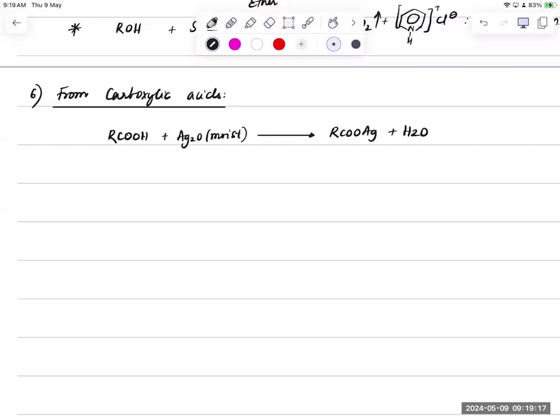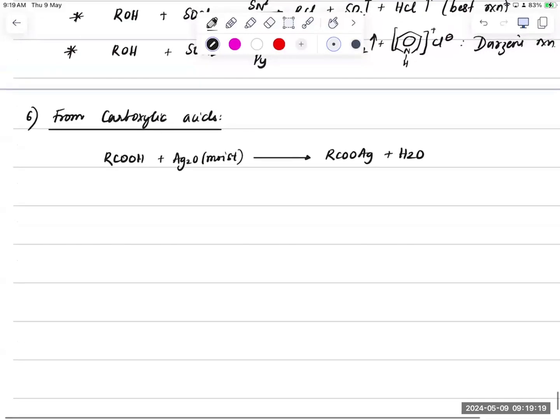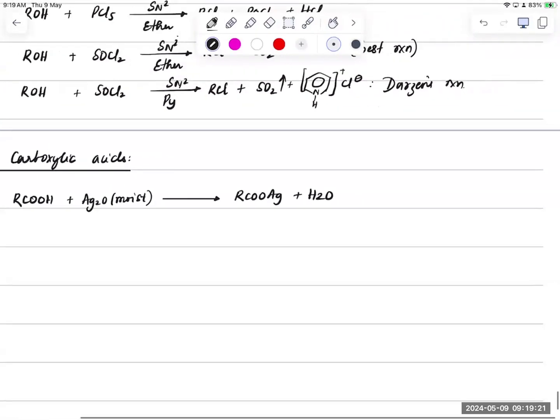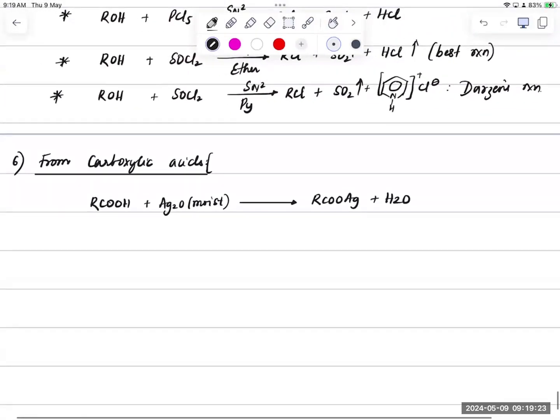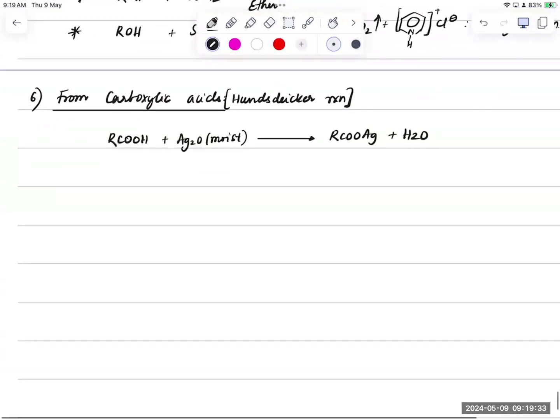This is a silver salt. This reaction from carboxylic acid, the reaction's name is Hunsdiecker reaction. First, we need to get the silver salt. Then we need to add this silver salt with Br2.